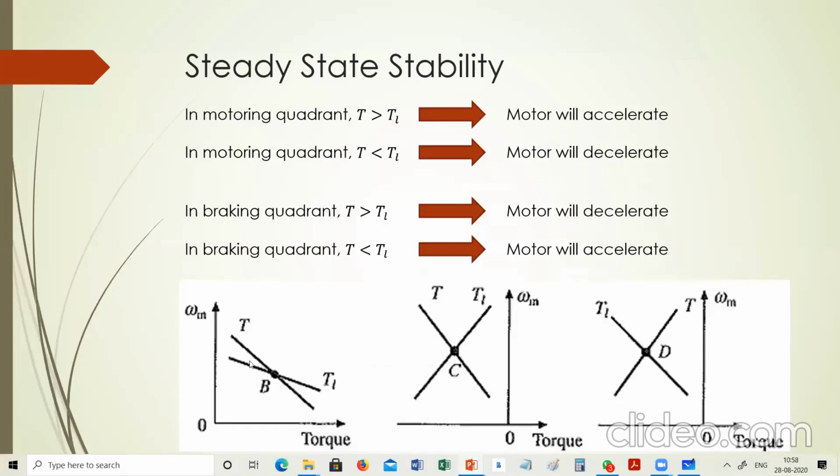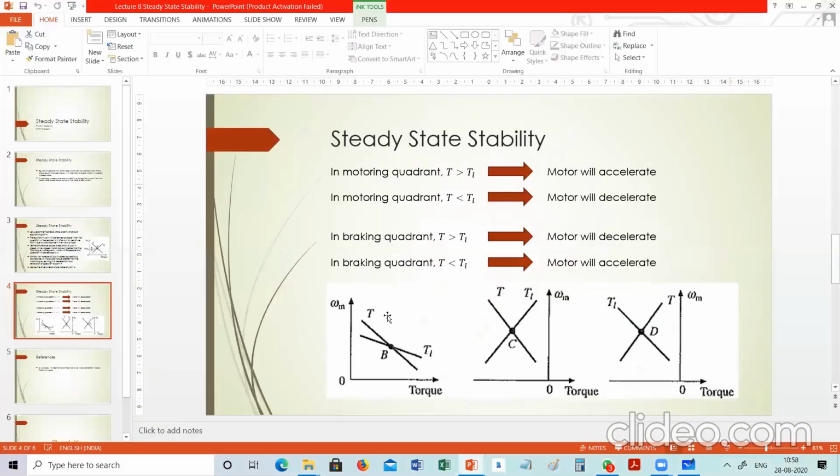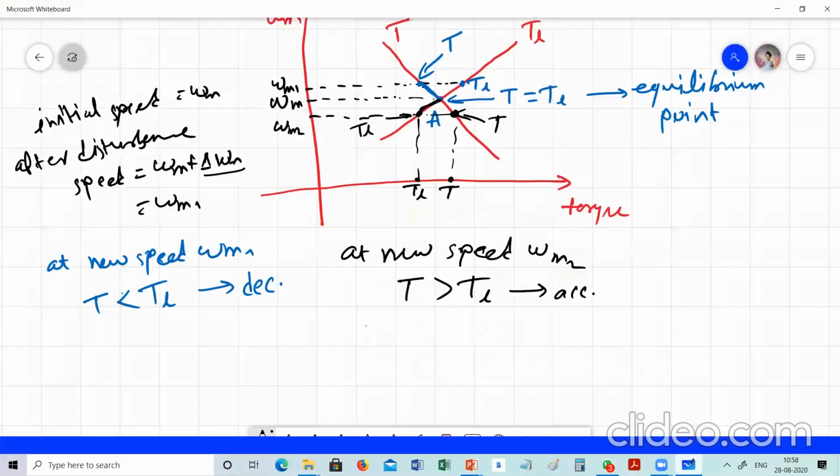I will show here, or we will take that problem to the whiteboard.